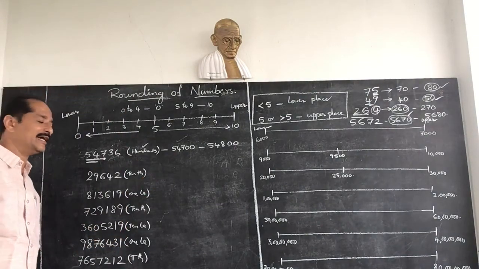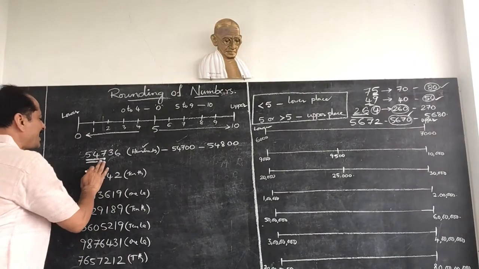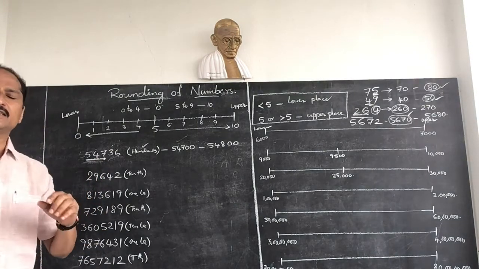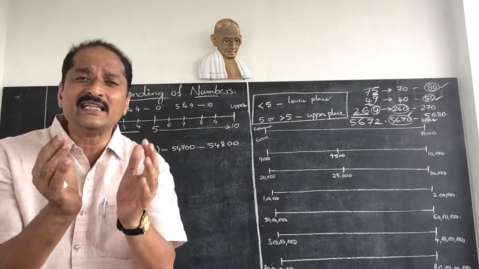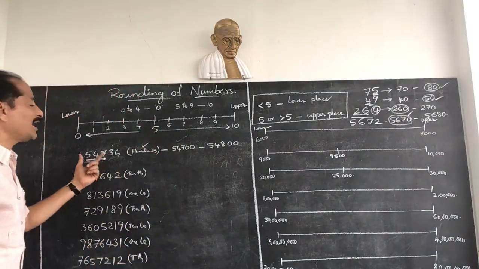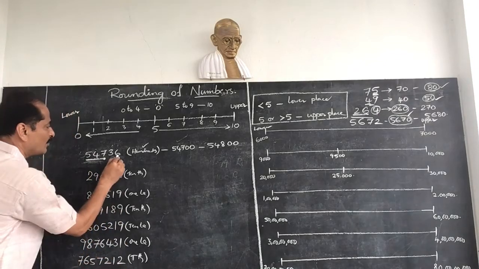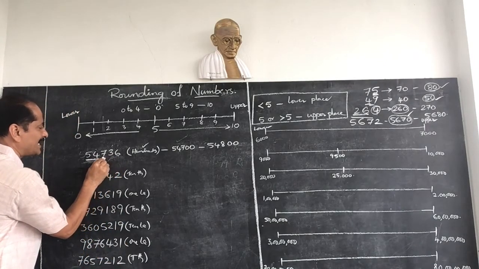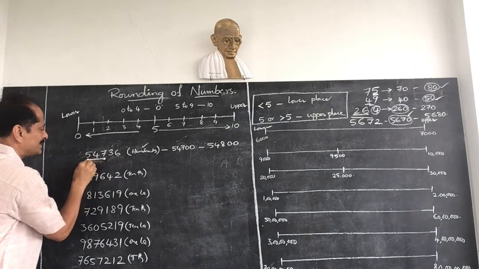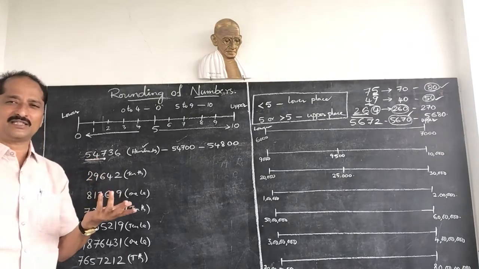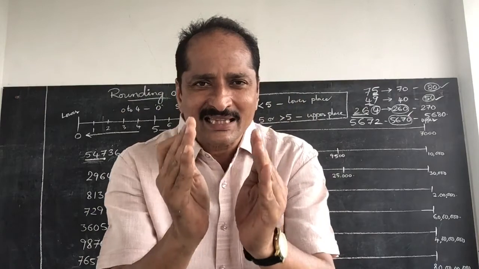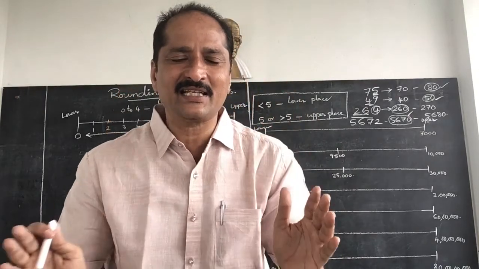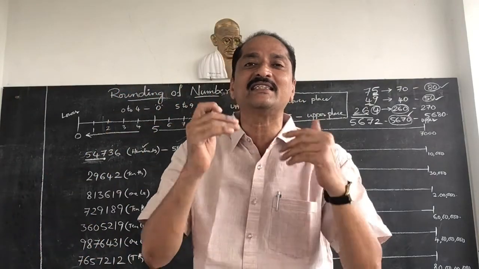Very good. Okay. Next, for the same number at the 10,000s place, how many 10,000s are there in this number? Ones, tens, hundreds, 1,000, 10,000. So 5 10,000s are there. That means in this number we have 5 10,000s and 6 tens. So that number is in between 5 10,000s and 6 10,000s.